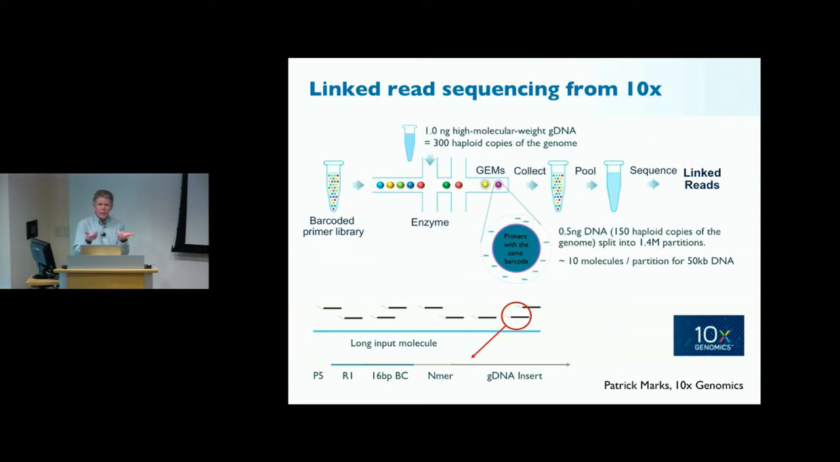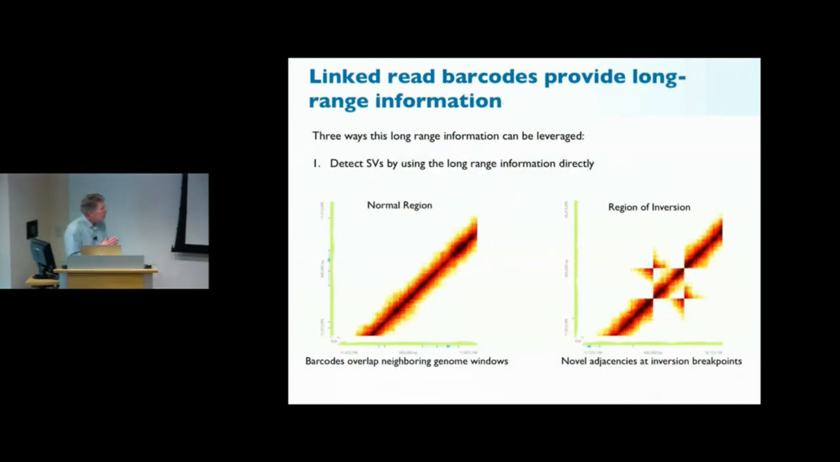And so you get out sort of a regular Illumina read, except it's got this barcode that tells you what molecule it came from. So you'll have 10 or 20 reads with the same barcode. You know they all came from the same place on the genome. So you get long-range connectivity information from these kind of sparse reads. And then you can sequence them to a total depth of like 30x. So you can use this long-range barcode information in several ways to get at structural variation.